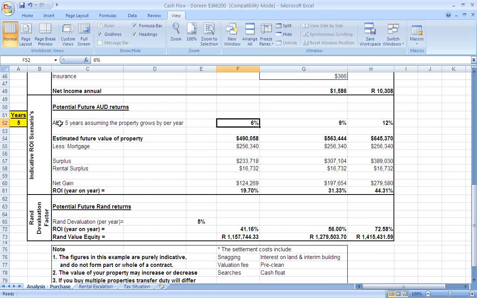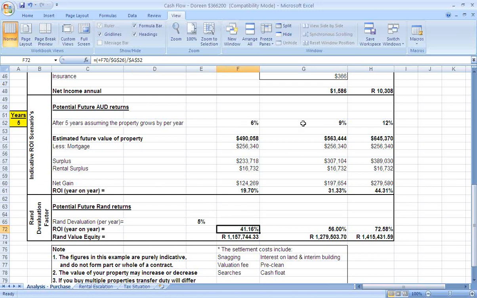At a 6% capital growth over 5 years, you're making a 19.7% return on investment year on year. Not a bad return for a below average growth. But what's important for us as South Africans is that statistically, the Rand is devalued by 5% year on year against the Australian dollar for the last 15 years. So, if you're comparing apples with apples and taking R1,000,000 and investing it here in South Africa, or taking R1,000,000 and investing it offshore, you need to take that 5%, add it to the 6%, and over 5 years, the growth on your rand investment is 41%.